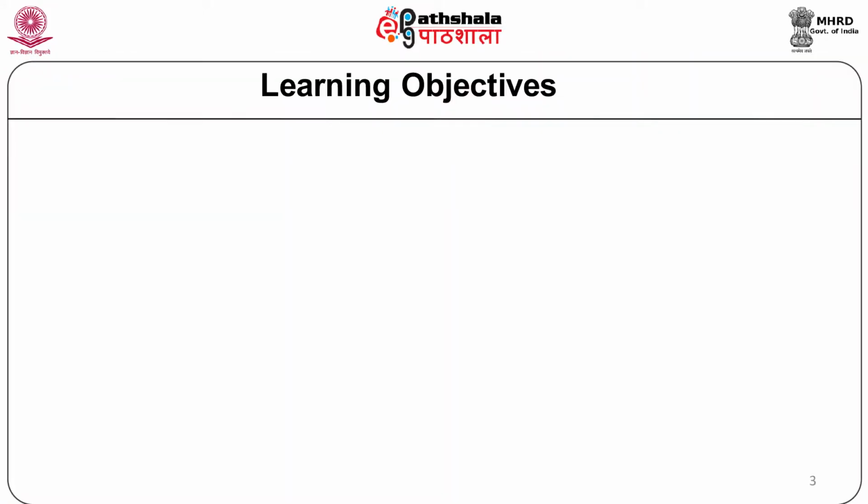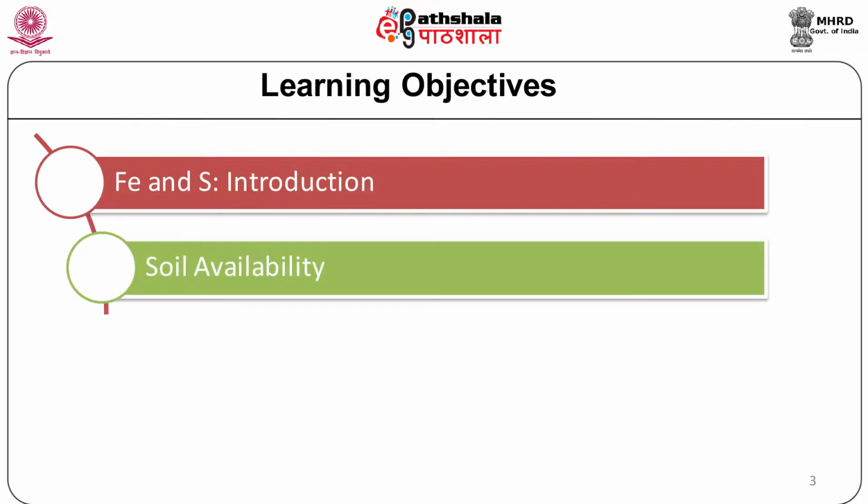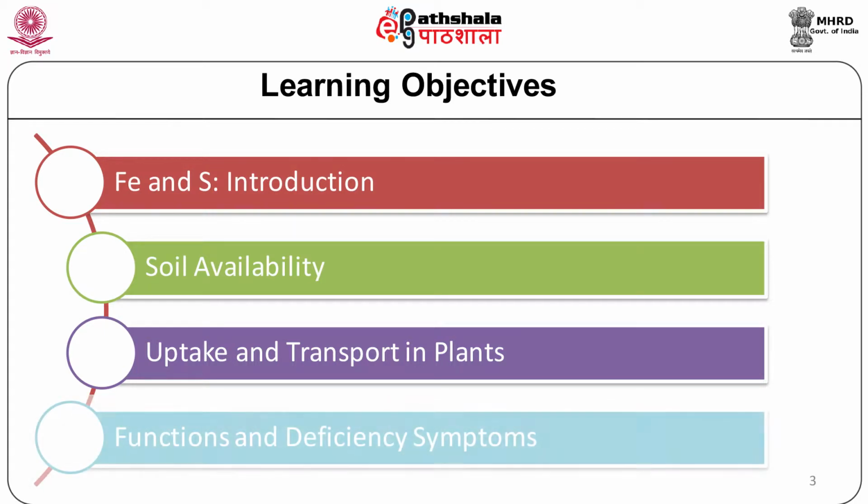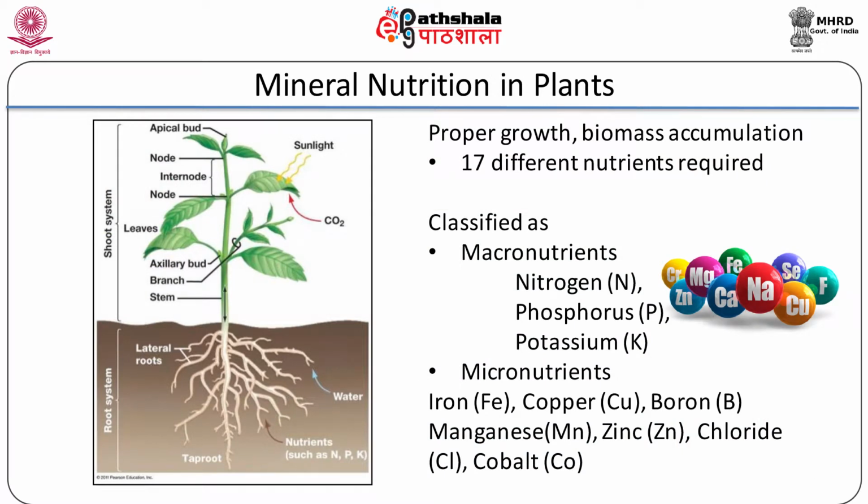These nutrients are broadly classified as macronutrients, micronutrients, and secondary or beneficial nutrients. In this module today, I will be focusing on iron and sulphur. In this module, we will focus on soil availability, uptake and transport in plants, functions and deficiency symptoms of iron and sulphur. Plant growth and productivity is mainly affected by water and mineral nutrient availability in the soil.